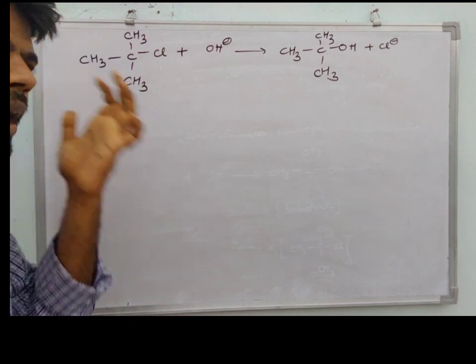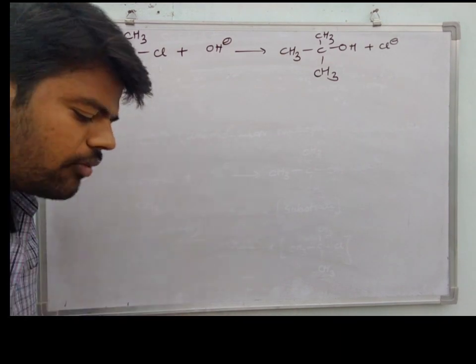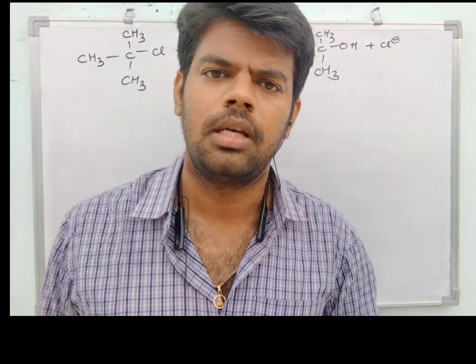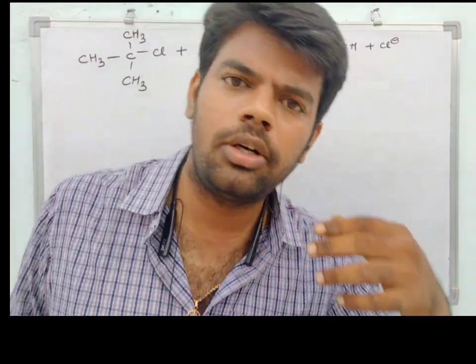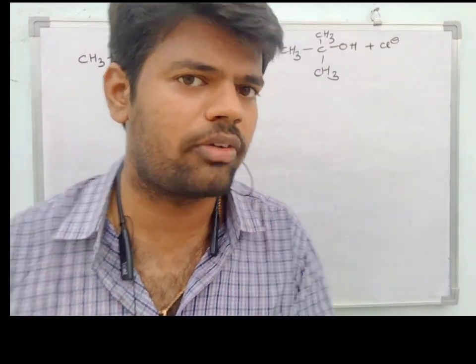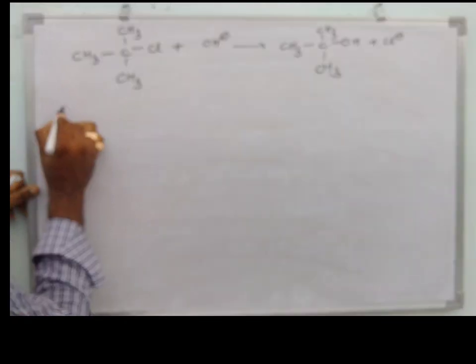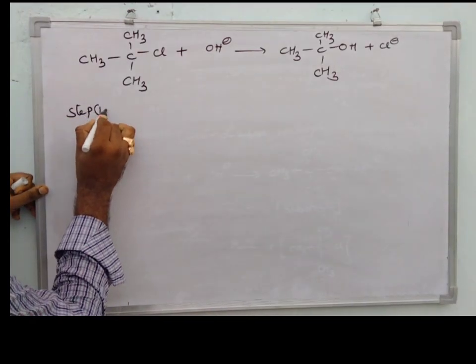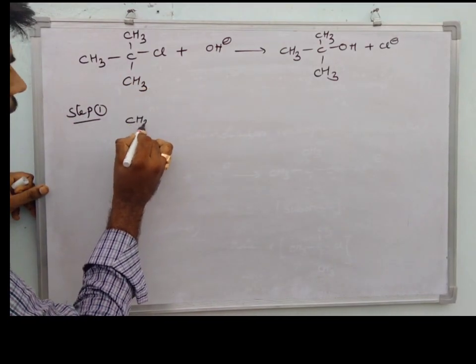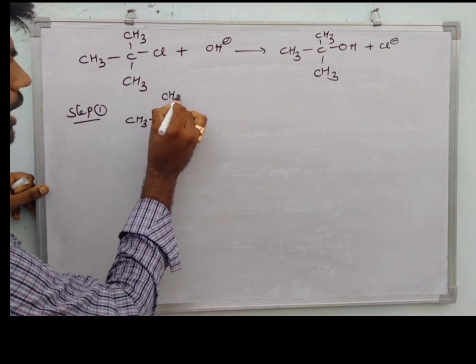Generally, the SN1 mechanism is said to be a two-step mechanism. A reactant molecule is converted into a product in two steps. Step 1: what is the substrate we initially take? That substrate we are taking.